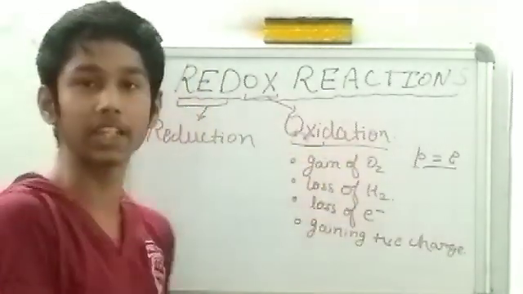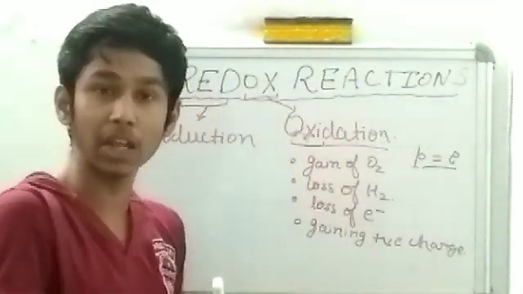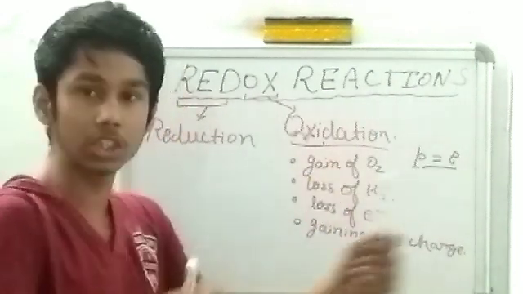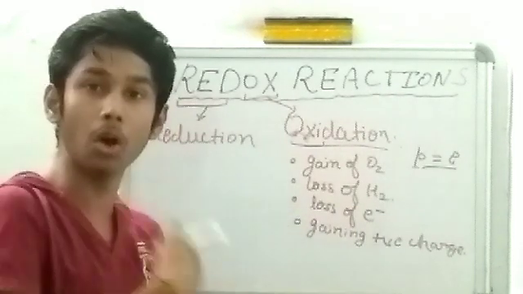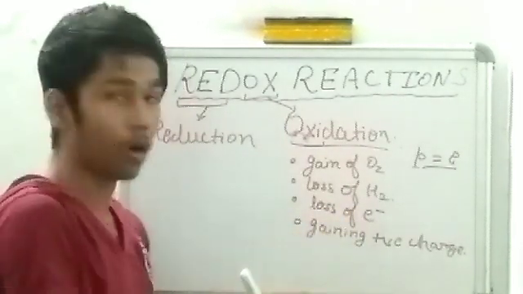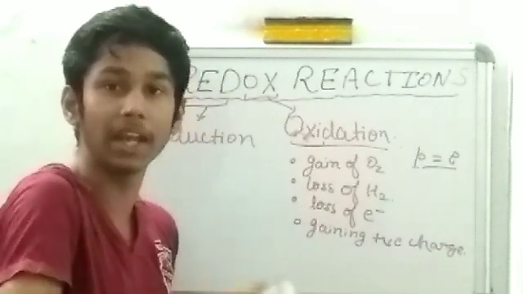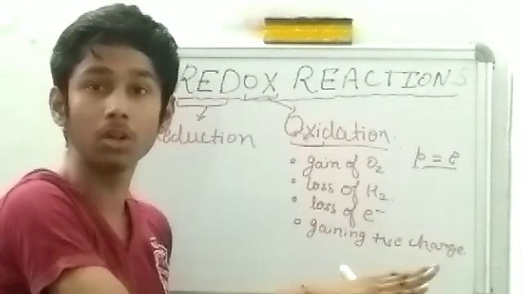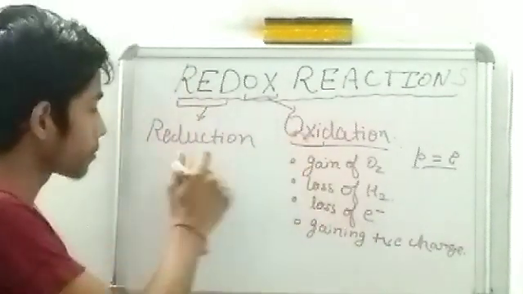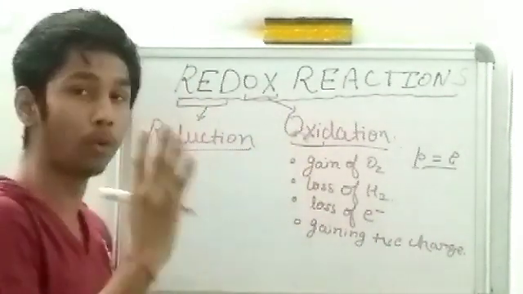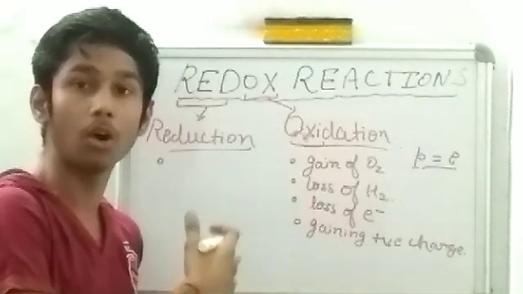So oxidation has four definitions. Oxidation means gain of oxygen, or loss of hydrogen, or loss of electron, or gaining positive charge when the electron is lost. Similarly, reduction has four definitions. The first is loss of oxygen.